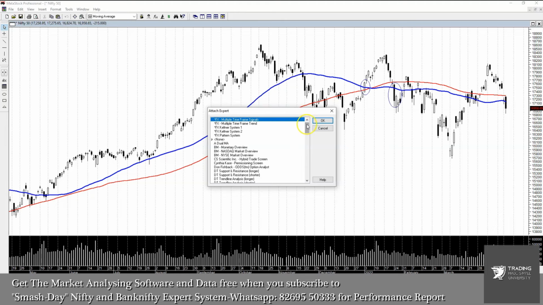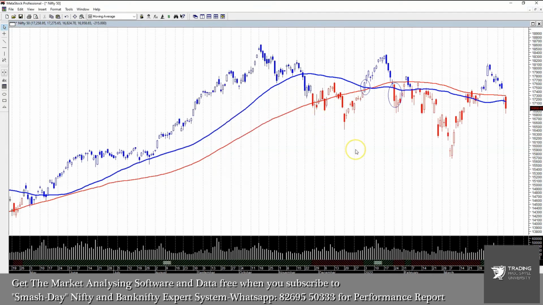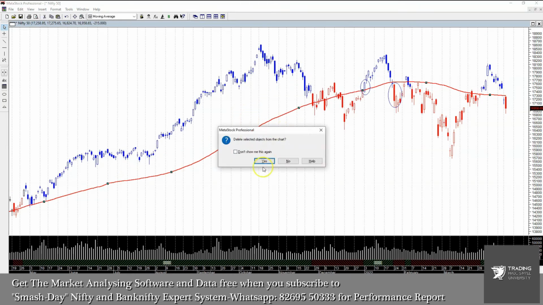Since we have started its name with Z, it will be at the bottom. So here it is, and we press OK. And here we go. That's magic. Right here we can see that even though there is no moving average plotted on the chart, I am deleting all the moving averages here, right?